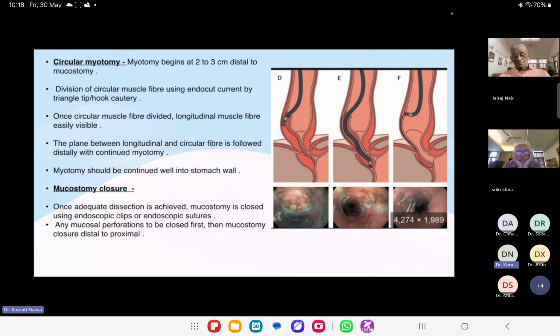Then the closure of the mucosotomy. Once adequate myotomy is achieved, the mucosotomy is closed using clips or endoscopic sutures. Any mucosal perforations are to be closed first. Then mucosotomy closure is done from distal to proximal.